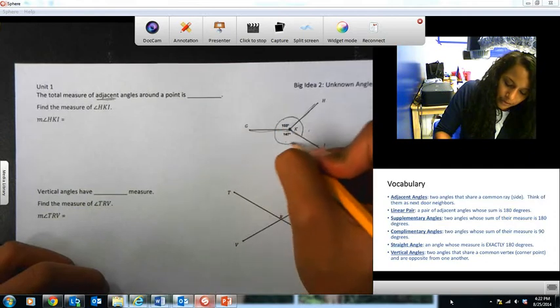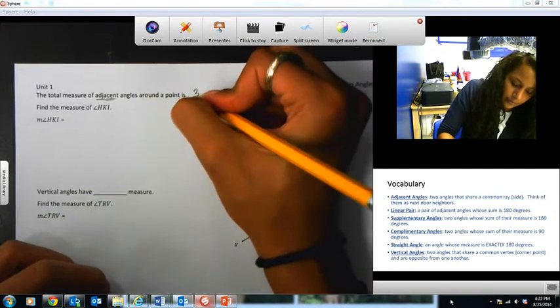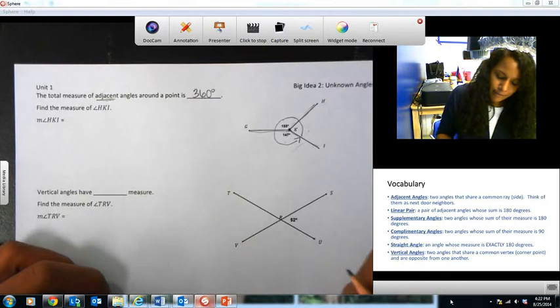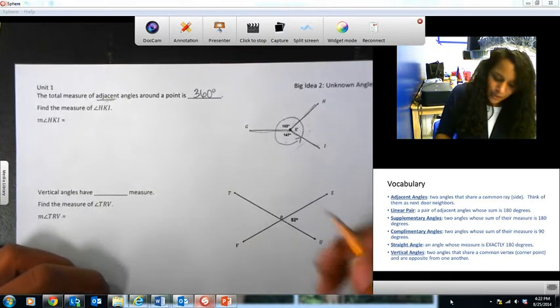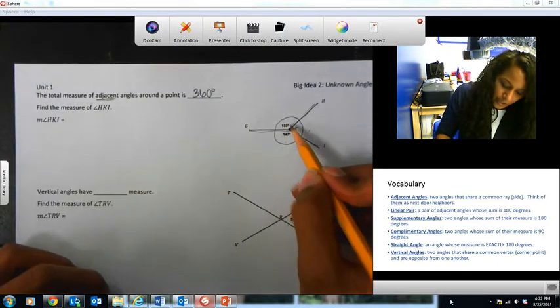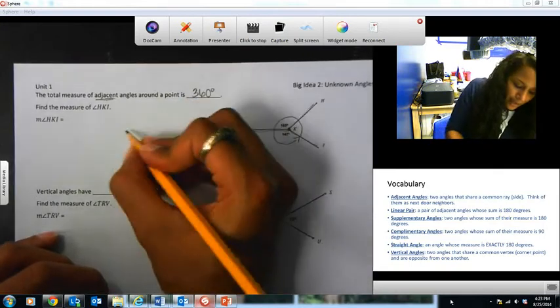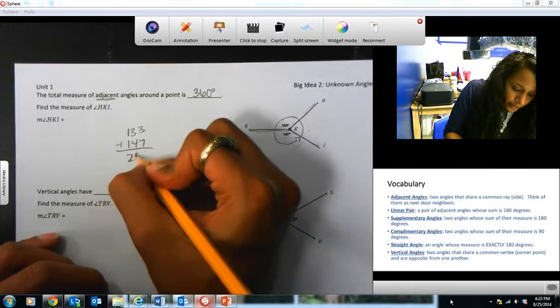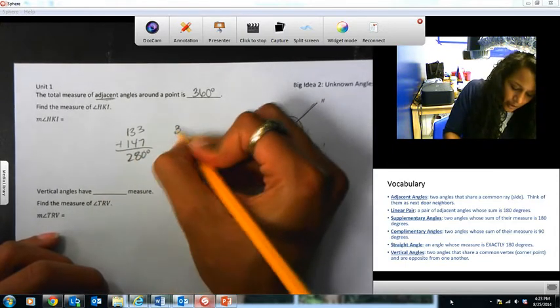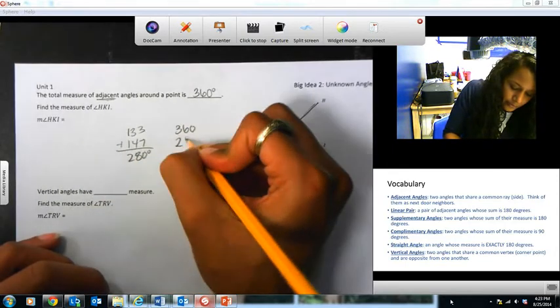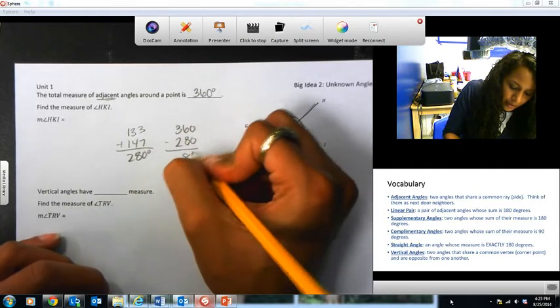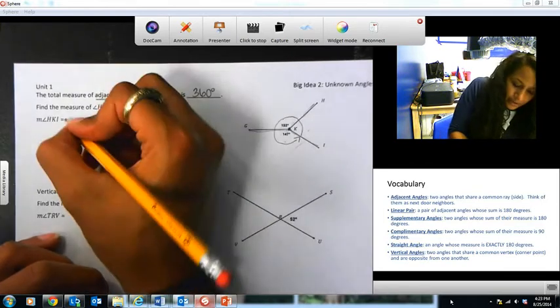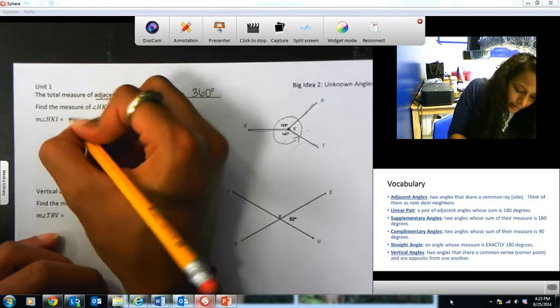Starting point is 360 degrees. Alright, now they already gave us two angles. They told us 133 and 147. So I'm going to add those two up. I get 280 degrees. And I'm going to subtract from 360. And I get 80 degrees. So the measure of HKI is 80 degrees.